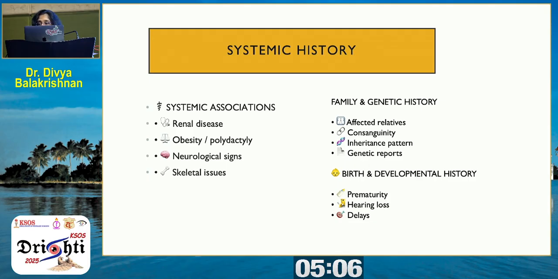Look for any neurological signs, any skeletal anomalies, and again try to screen the family members also, and take a proper birth history and a developmental history. So age of onset and the rate of progression from the history actually help to give you some clue regarding the IRD you are dealing with.